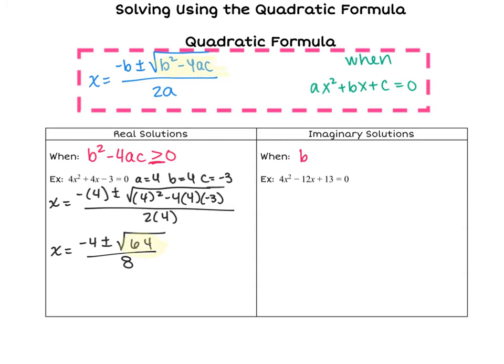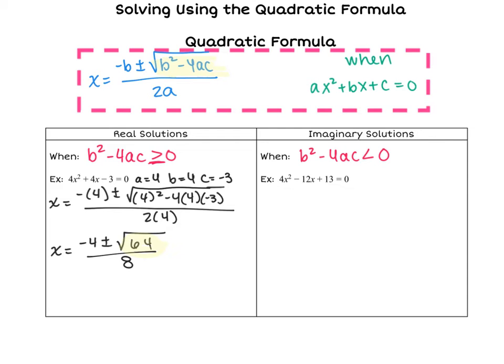Versus when b squared minus 4ac is a negative number, so less than 0, that would give us imaginary solutions because we cannot have a negative under the square root. In fact, when you have a negative under the square root, that is an imaginary number. But let's finish this first example.